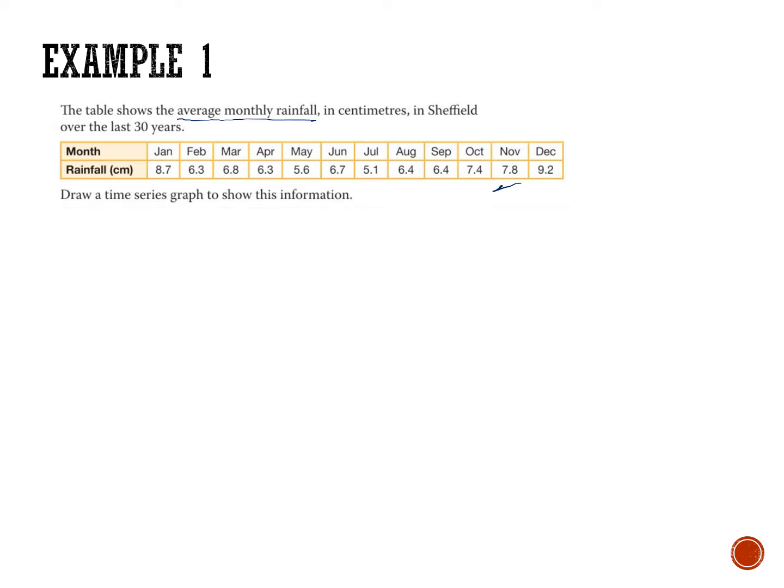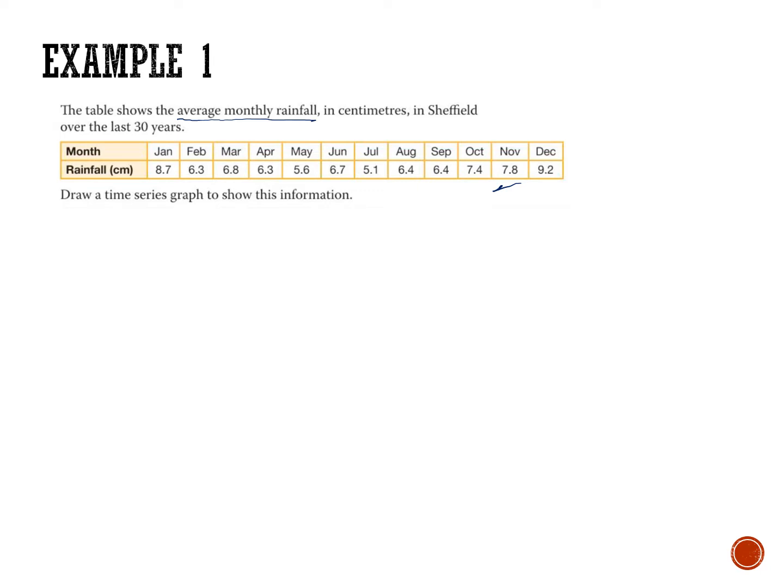What it says is to draw a time series graph. Once you copy those values down, have a little think about what your graph's going to look like. Remember what I said about where you put the axis that represents time. That always goes on the x-axis, or the horizontal axis. Then the vertical axis will be for rainfall.